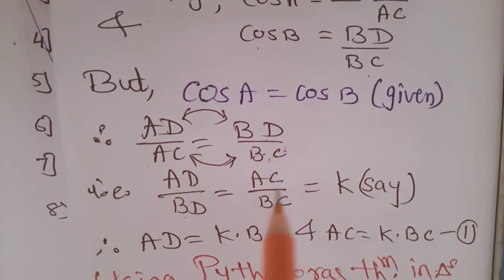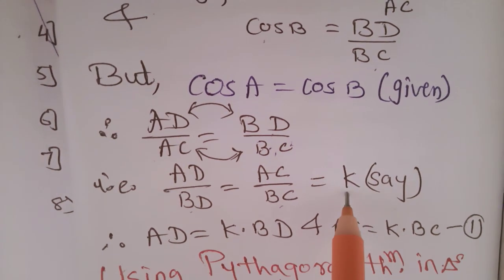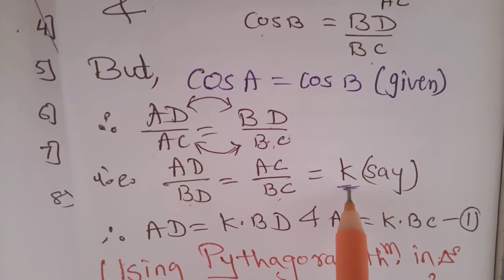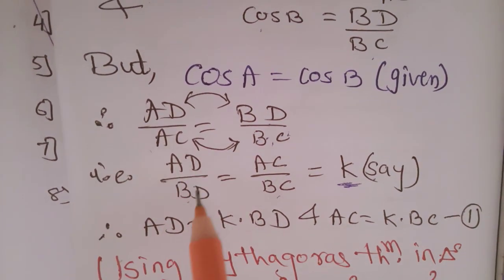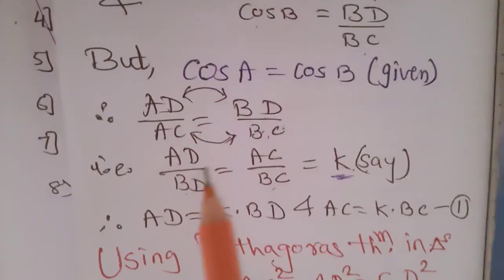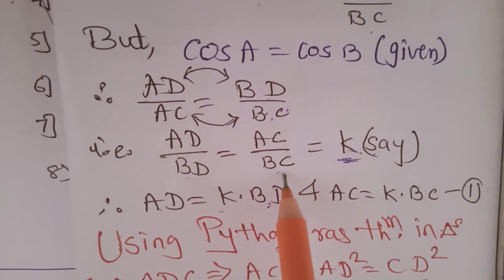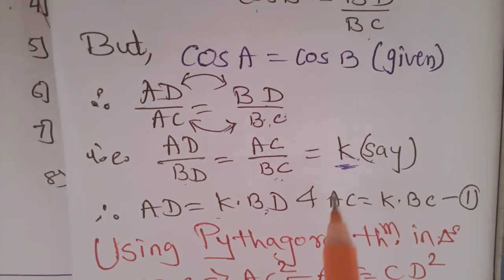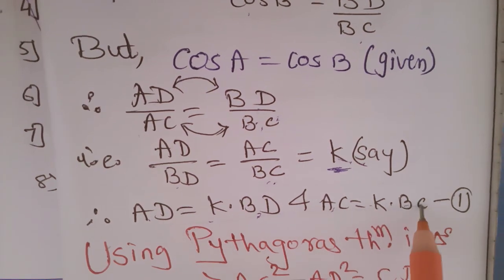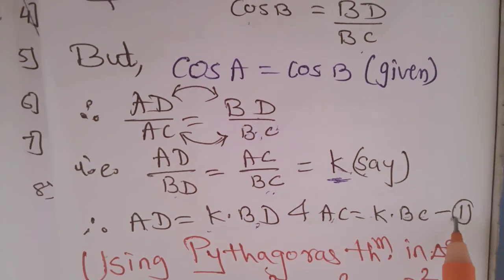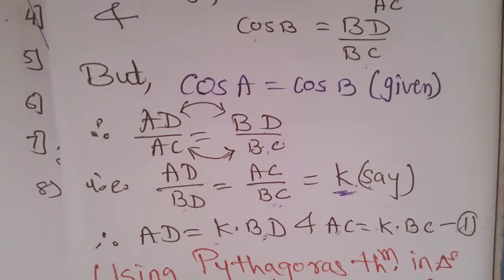And this ratio has some value. Either it is a natural number, whole number or decimal number, but some value is there. Then we denote this value as K. We say that the value is K, whatever the value is. Then by solving AD upon BD equals K, we have AD equals K multiplied by BD. Similarly, AC upon BC is equal to K. Therefore, we can write AC equals K into BC. And this whole description is given as number 1. Okay, we are using this in the next part of the answer.